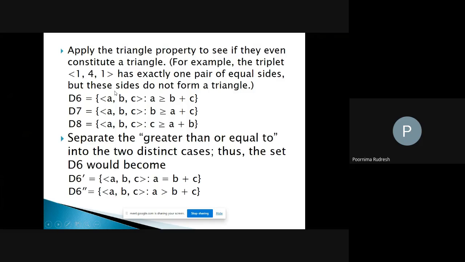So here D6 is divided into D6 dash and D6 double dash. Why? Because in D6 we have considered both the cases, A is greater than or equal to. If we divide it into two, that is A is greater than and A is equal to, then we will get two more test cases. That is for ABC, A is equal to B plus C, and the other one is A is greater than B plus C. Okay, that also we can write. Similarly, D7 is divided into two more test cases, D7 dash and D7 double dash. For that, B is equal to A plus C and B is greater than A plus C. Similarly, for D8, we can construct more test cases.